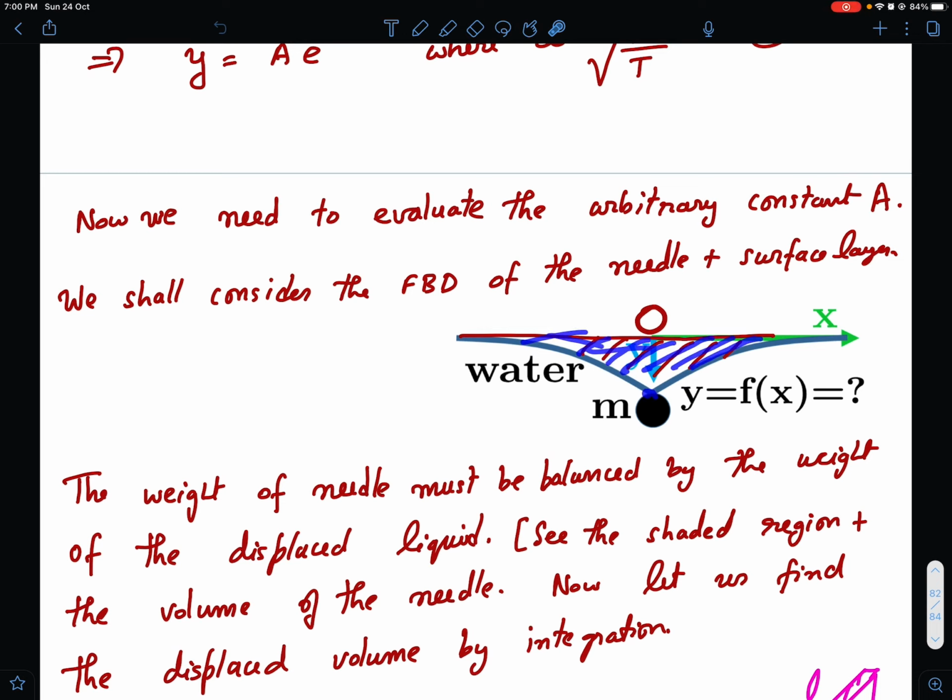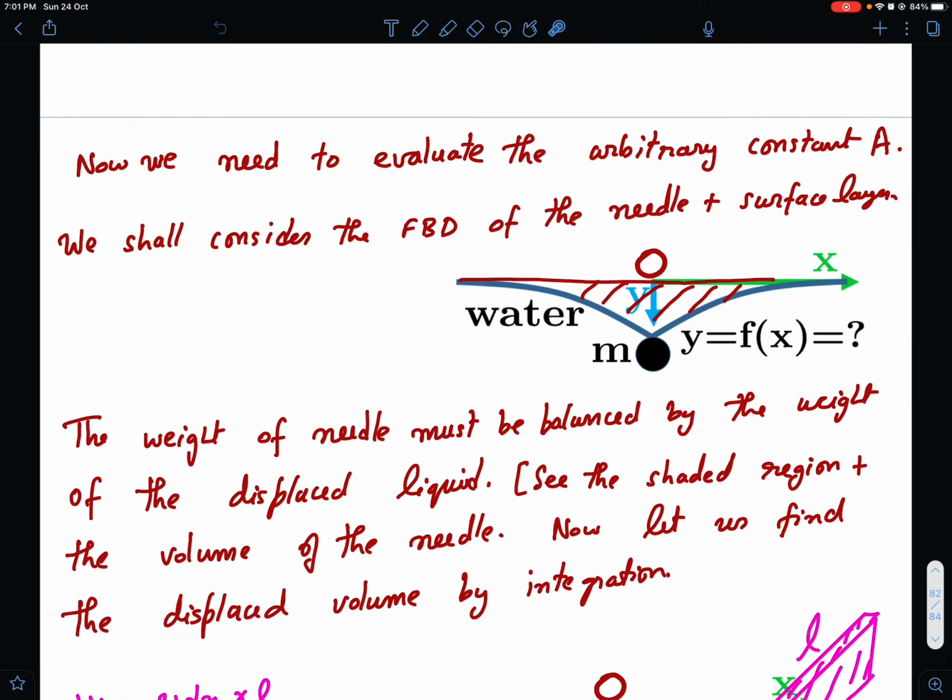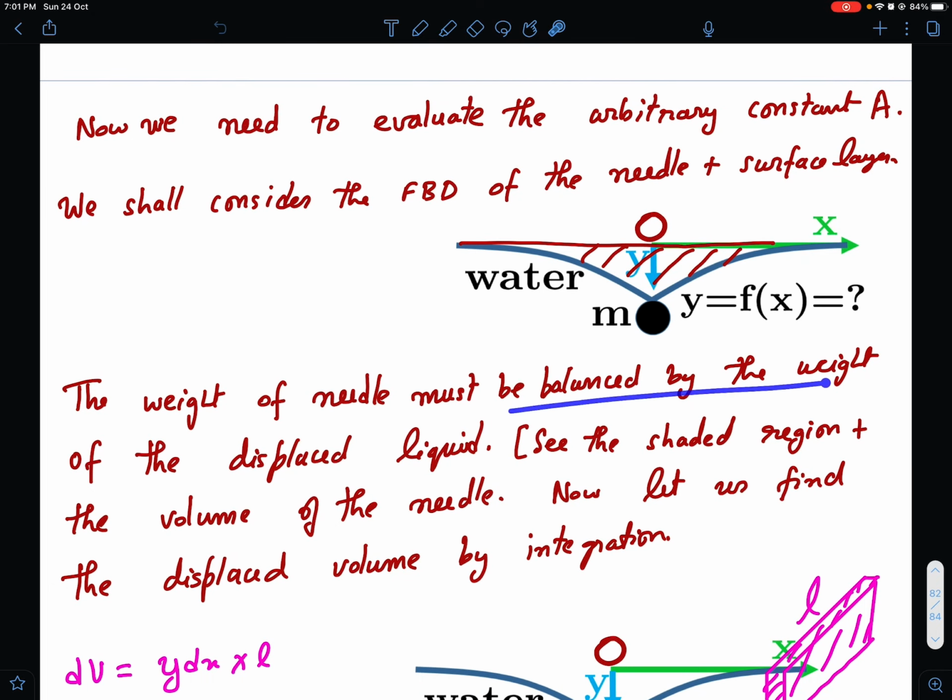So my FBD includes this air and this needle and the rest of the water, and the weight of this whole thing must be equal to the mg of the water displaced, right? So now I need to find this. So that's what I'm going to do now. So the weight of the needle must be balanced by the weight of the displaced liquid. You see the shaded region, plus the volume of the needle, so this volume.